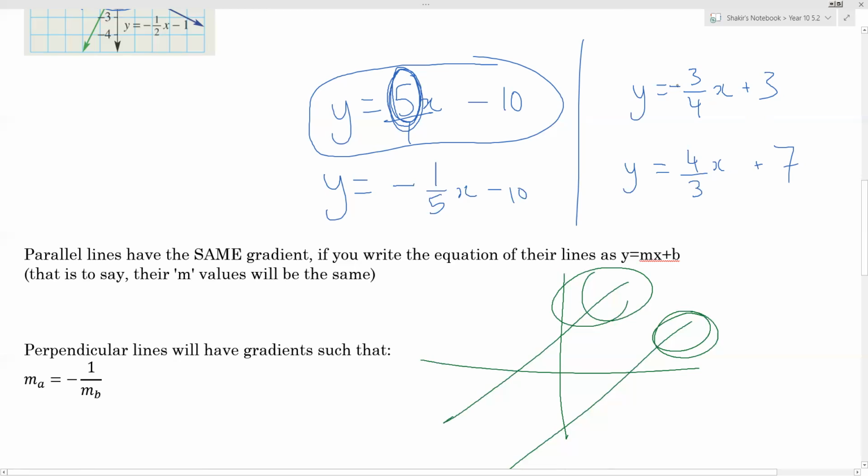So if it's negative, the perpendicular line will be positive. And if the original line is positive, the perpendicular line will be negative. The gradient will be negative. Okay, so hopefully that's clear. And then you just flip the gradient upside down. So perpendicular lines have gradients which are negative reciprocals of each other.